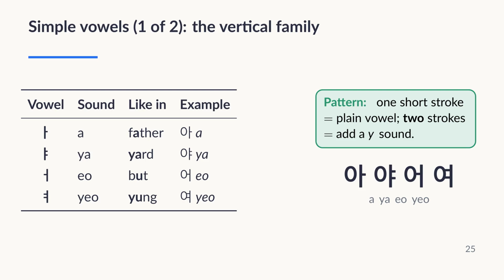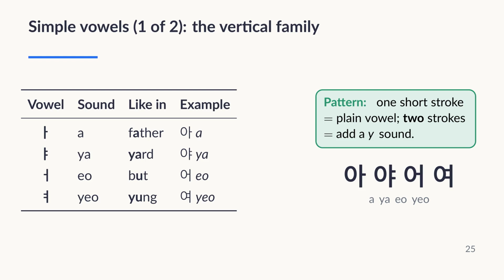Let us meet the first family of simple vowels, the vertical family, all built on the upright human line. I will read each row. The first is a, pronounced like the A in father, a nice open ah. The example block, a silent circle plus this vowel, is simply a. The second is ya, pronounced like the start of yard. Notice its shape is the vowel with a second short stroke added.